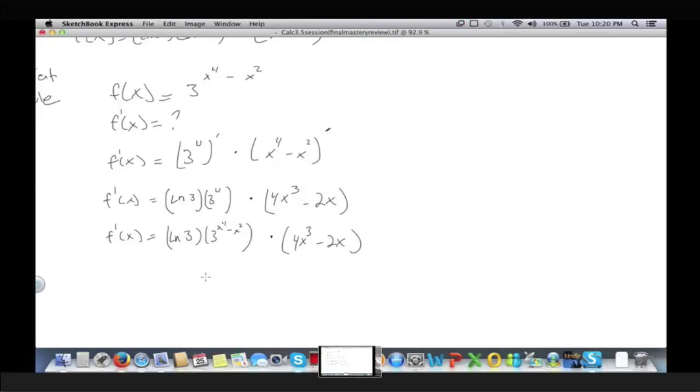Okay. Good. What would be the most common wrong answer here? Well, a lot of people might say the answer is f prime of x is natural log 3 times 3 to the x to the 4th minus x squared, and then just end it right there. They don't realize that there's also an inside function that they have to take the derivative of. That's the mistake we saw in the previous example. But now we got that correct. Okay, good. Let's actually scroll back up to the previous example.